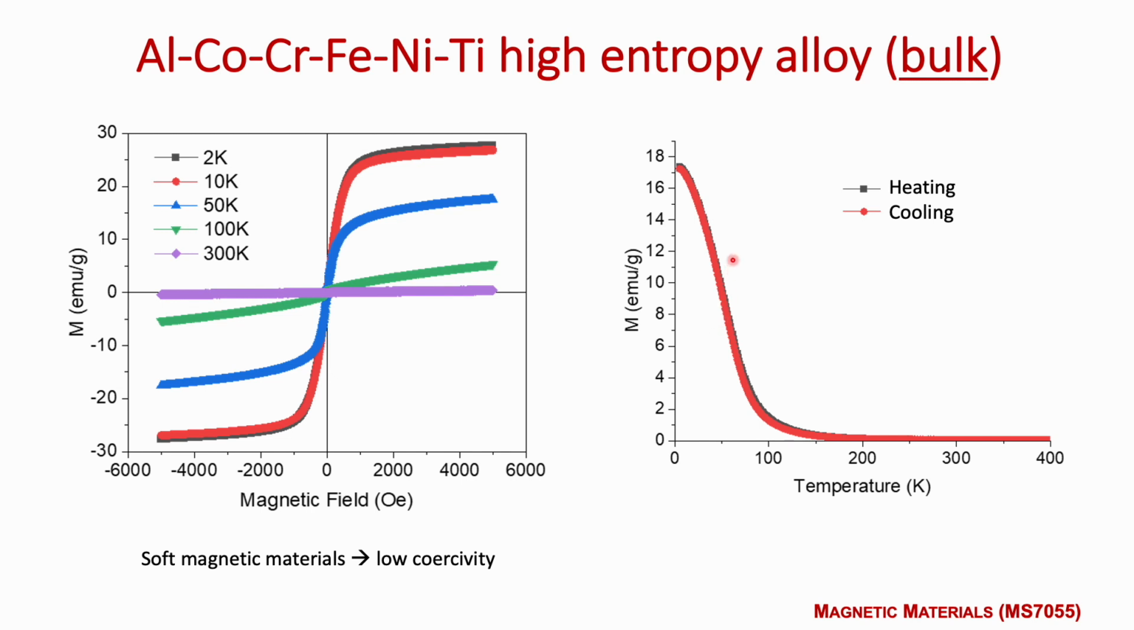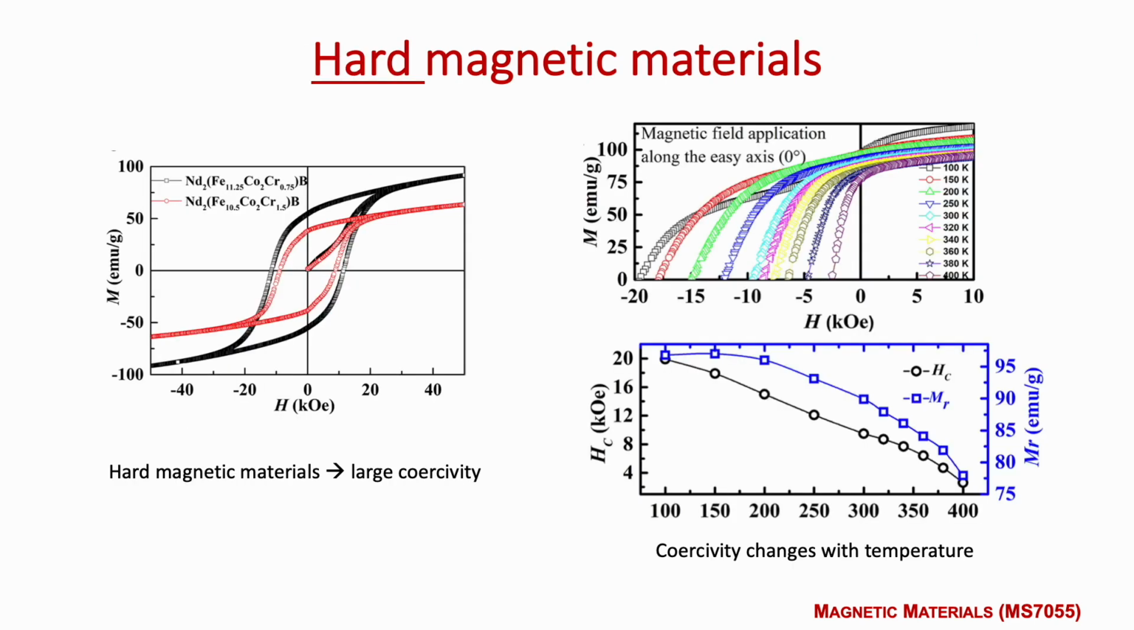Another piece of information we can get from here is whether the sample exhibits a first order transition or a second order transition. So it's a second order, slowly changing from ferromagnetic to paramagnetic. It's usually a second order phase transition. But if there is an abrupt change from ferromagnetic to paramagnetic, it's known as a first order transition material.